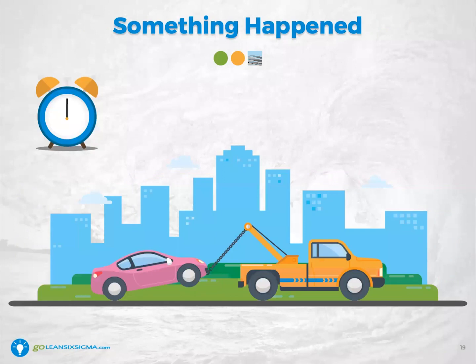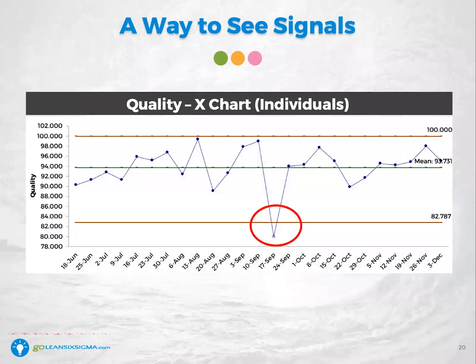And let's take a look at what a signal looks like on one of our control charts. This is a common control chart called an X or an individuals chart. That's the one we're using throughout this webinar.